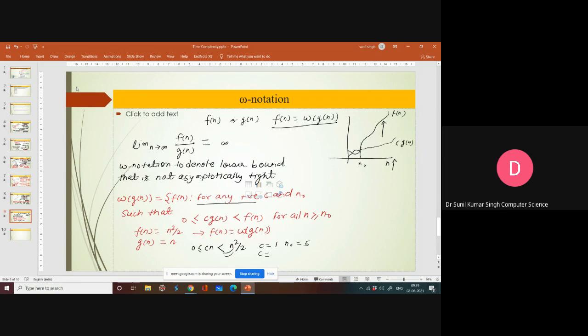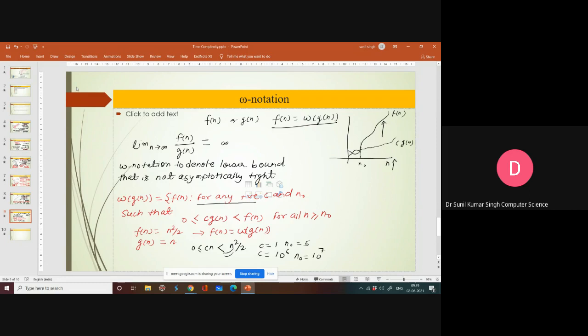No sir, I am going to choose a very big value of c. Maybe let's say c is equal to 10 raised to the power 6. Then will it hold the condition or not? Then another boy is saying that if you choose c equal to 10 raised to the power 6, then I am going to choose n naught equal to 10 raised to the power 7.